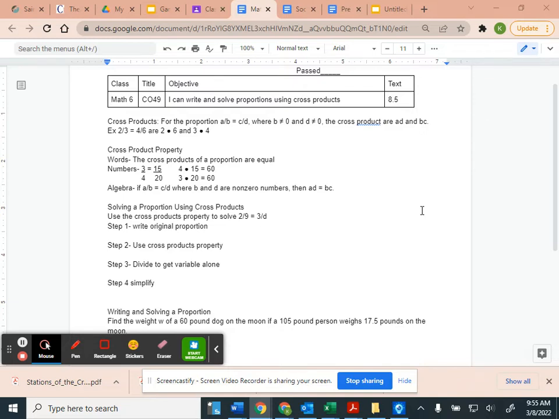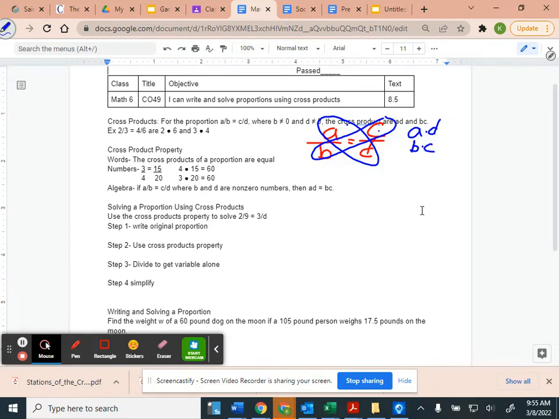We are doing CO49. I can write and solve proportions using cross products. Who remembers what cross products are? Okay, we're going to learn a cross product for the proportion A/B equals C/D, where B is not 0 and D is not 0. Cross products are when we multiply and make that cross. So it would be A times D, B times C.